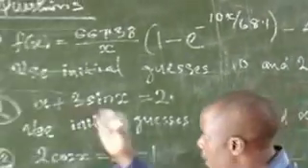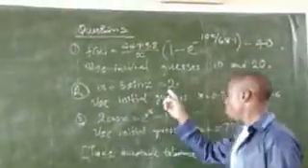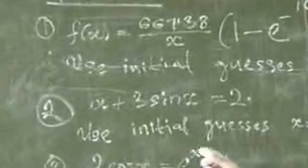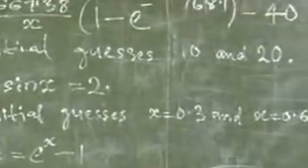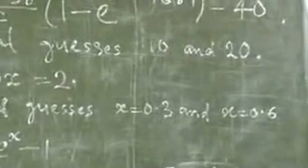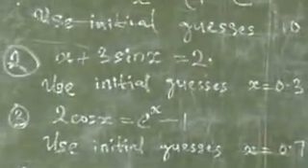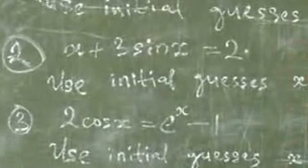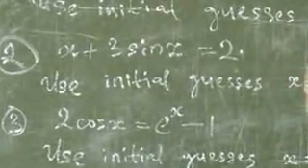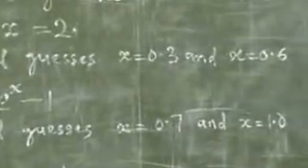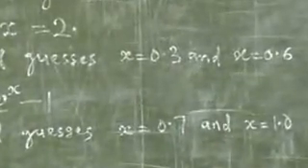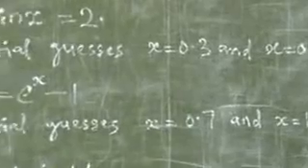Question 2. x plus 3 sine x equals 2. Use initial guesses x equals 0.3 and x equals 0.6. Question 3. 2 cos x equals exponential x minus 1. Use initial guesses x equals 0.7 and x equals 1.0.